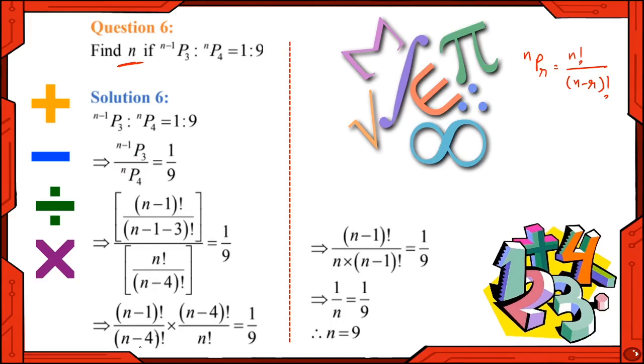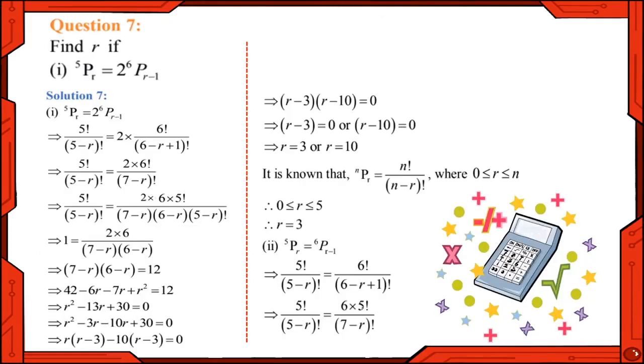Now take its reciprocal. This will be cancelled. Factorial n can be opened like n into (n minus 1) factorial, because every time we keep on decreasing by 1, we keep on subtracting 1. This is also cancelled and n is equal to 9.